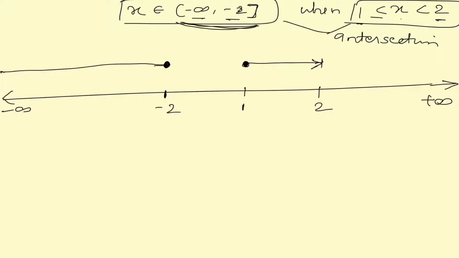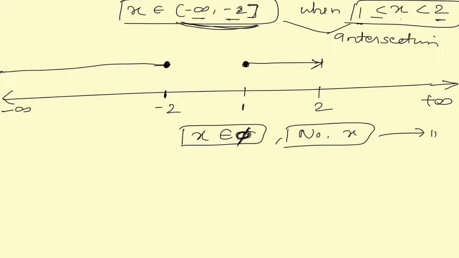So here, if you see, there is no intersection, no common values between the two. So we can say that x belongs to the empty set in the second case, no x in the second case, and that is the answer in the second case.